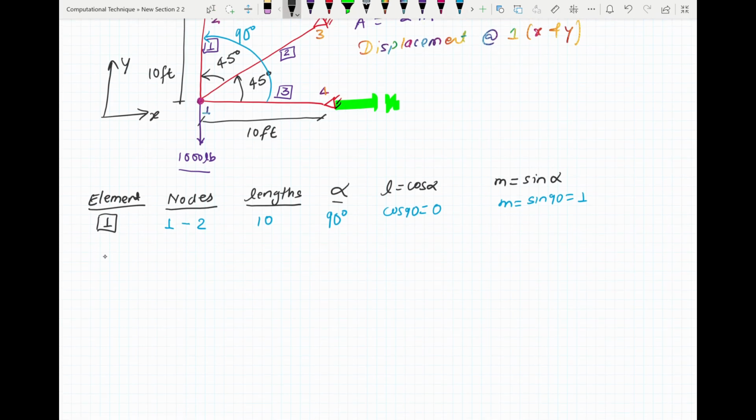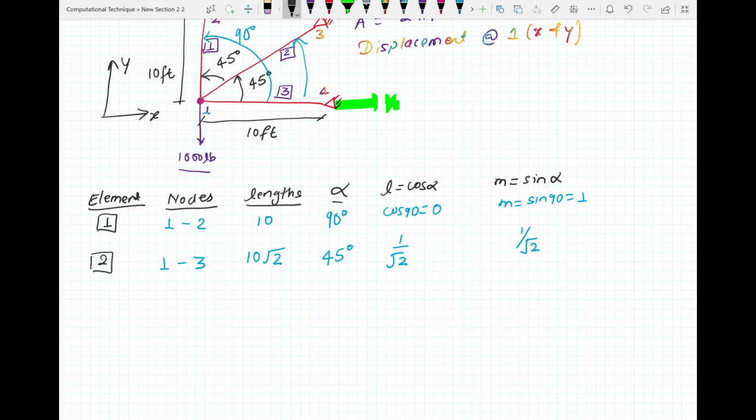Now we have element number 2. The nodes corresponding to this one are 1 and 3, 1 to 3. We're looking from here to here, and the length will be 10 divided by sine 45, that will be 10 root 2, and the angle here is this one, so that is 45 degrees. Therefore L equals 1 by root 2 and M equals 1 by root 2.